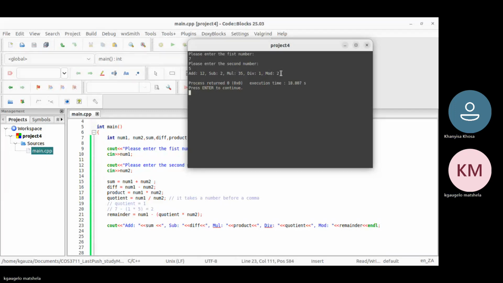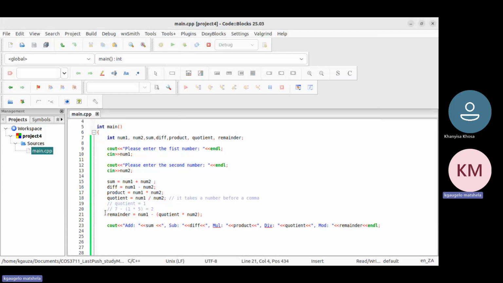So if you work out all these calculations on your calculator, it must also give you the same thing. It corresponds to this one. Now for the remainder, you just have to know how to work it out manually.